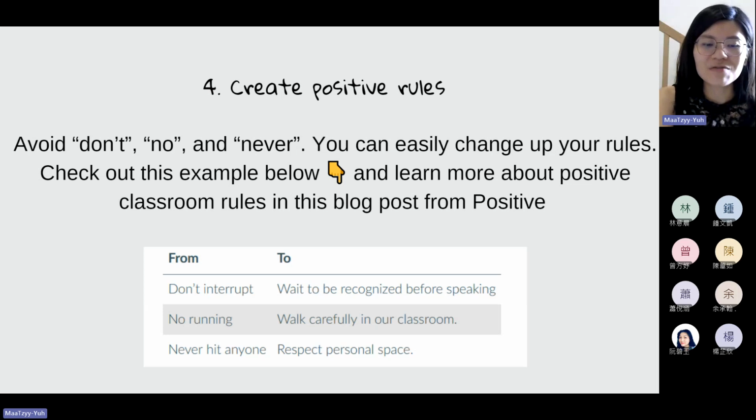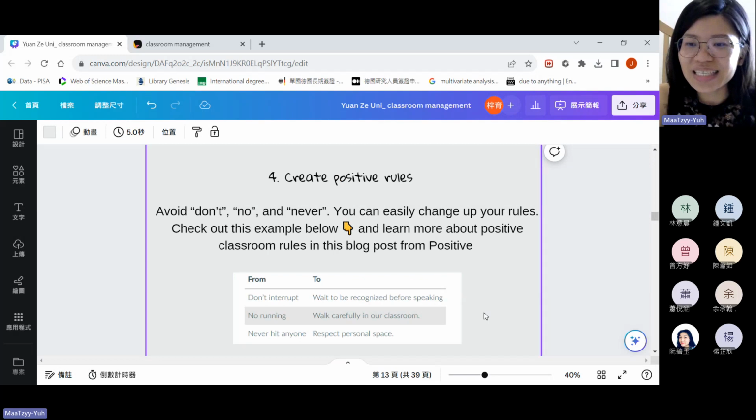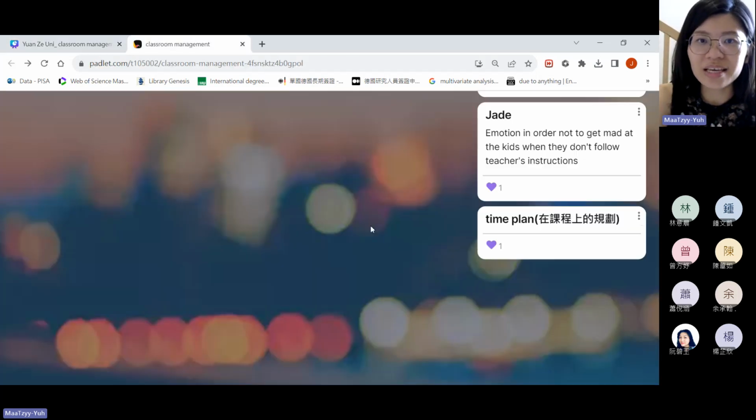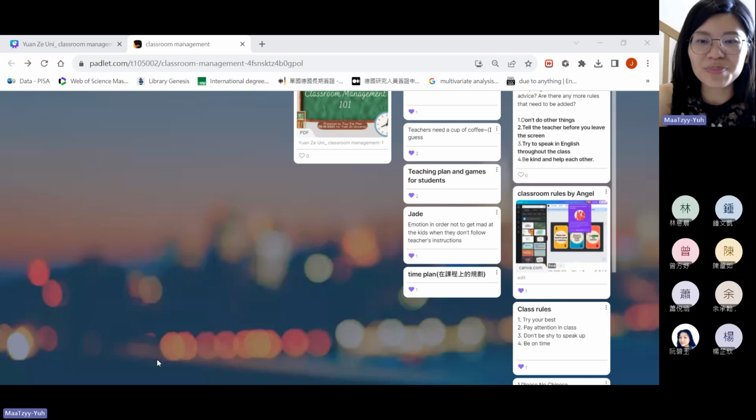So use positive wordings or positive words to explain your concepts or your rules to the students. I think that would really help them to follow you more easily and also create a more positive atmosphere in your classroom. All right, I think it's about time. So let's take a short break and please be back at 9 o'clock, okay?